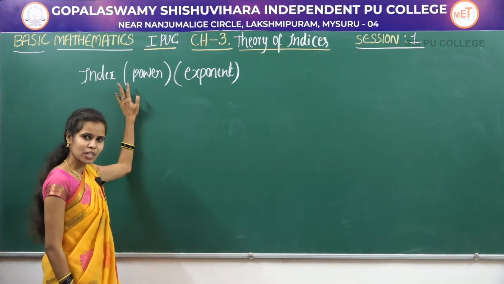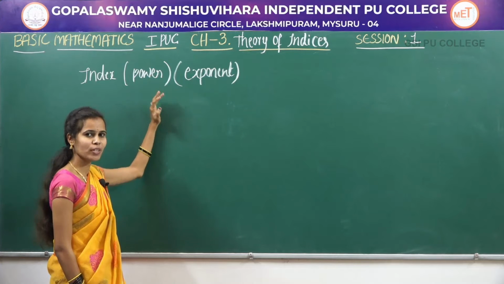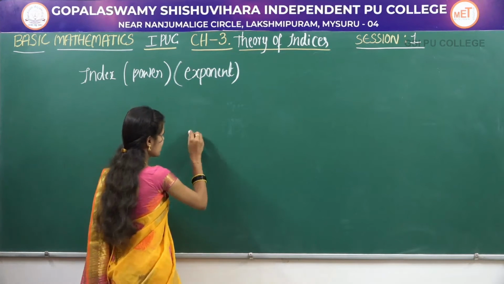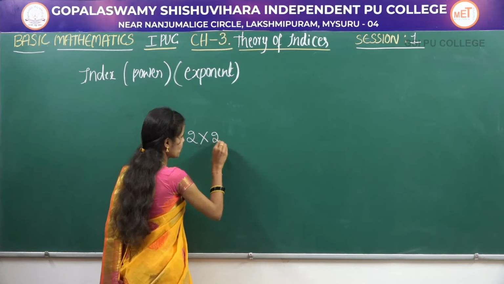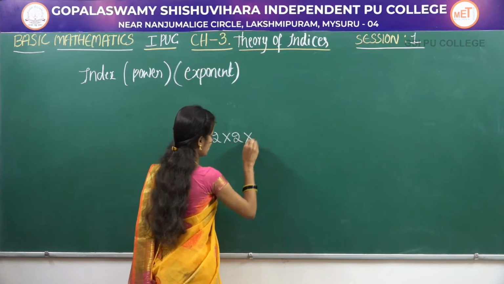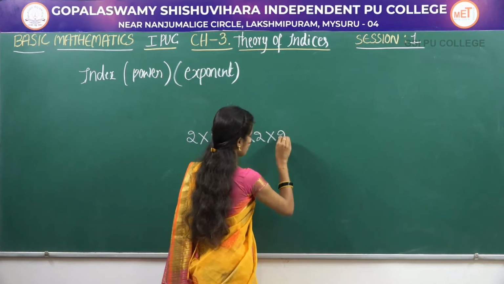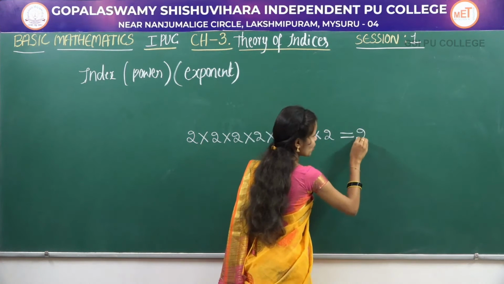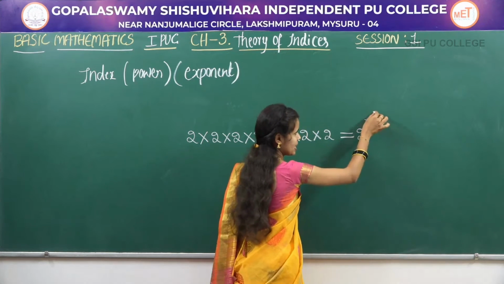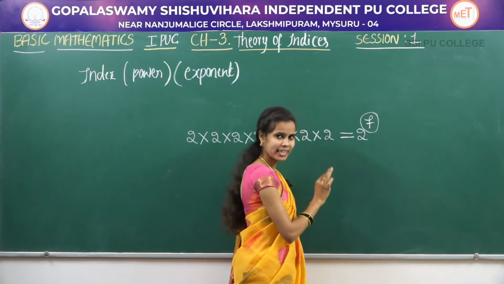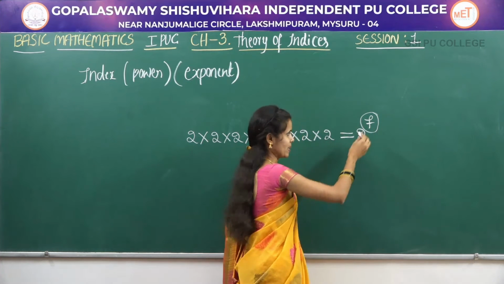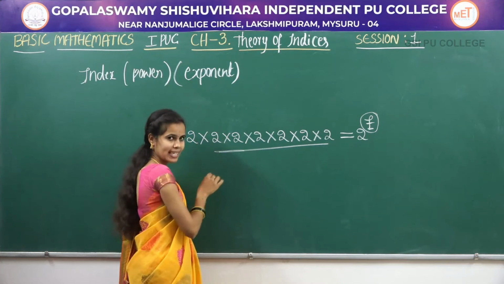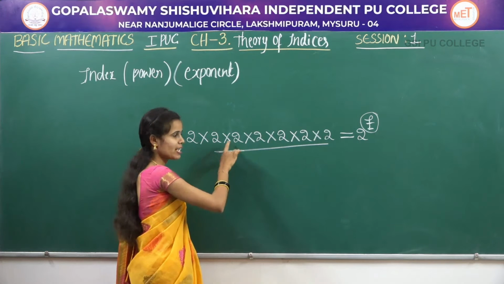The index of a number says how many times we use the number in a multiplication. For example, multiply 2 with itself 7 times: 2 into 2 into 2, 7 times. This can be written as 2 to the power of 7. Here 7 is called the index, power or exponent. It says how many times we use 2 in this multiplication. We use 2 here 7 times.